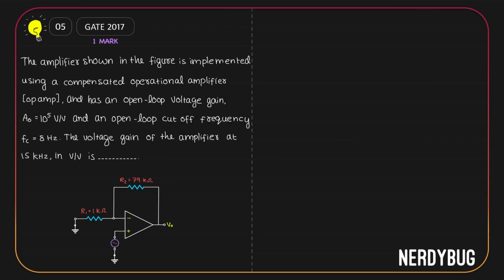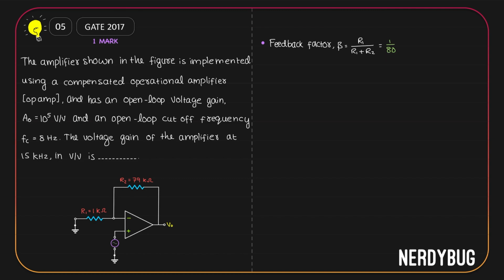First of all, we have been given the open loop voltage gain. We need the closed loop gain because we have a feedback over here. For that, let us first find the feedback factor. Feedback factor beta will be R1 divided by R1 plus R2. Here R1 is 1 kilo ohm, R2 is 79 kilo ohm. So we get beta is 1 by 80.